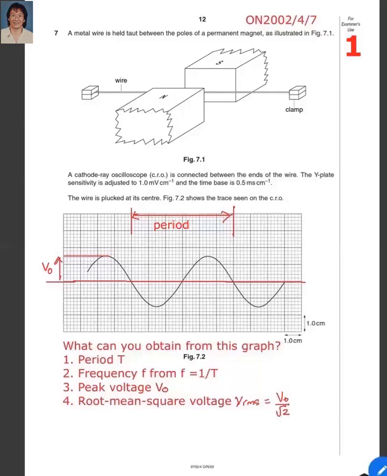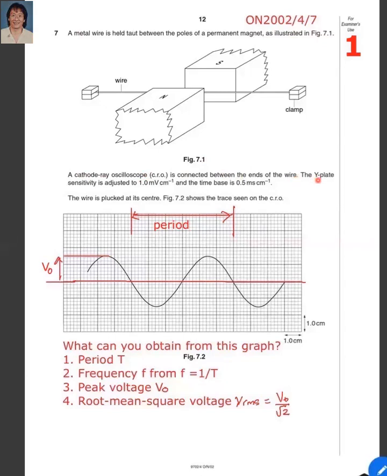We will now use the ideas and concepts of alternating current to solve examination questions. In this examination question, a metal wire is held taut between the poles of a permanent magnet, as illustrated in figure 7.1. A cathode ray oscilloscope is connected between the ends of the wire.